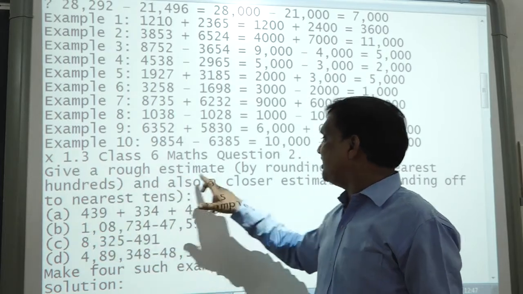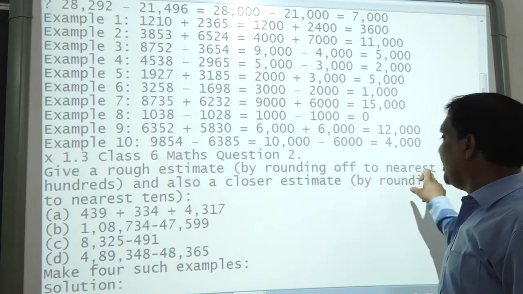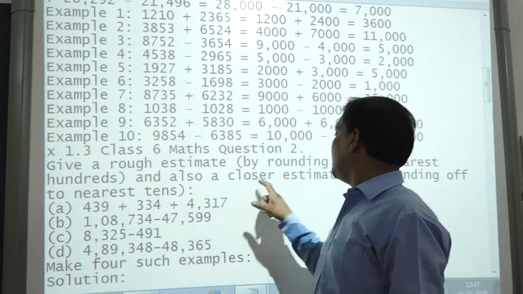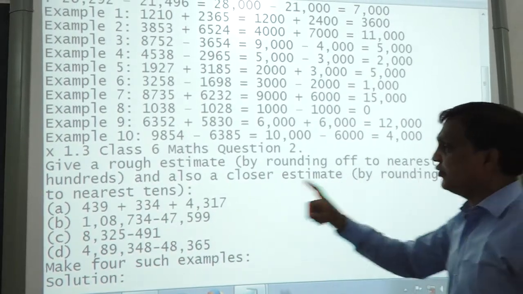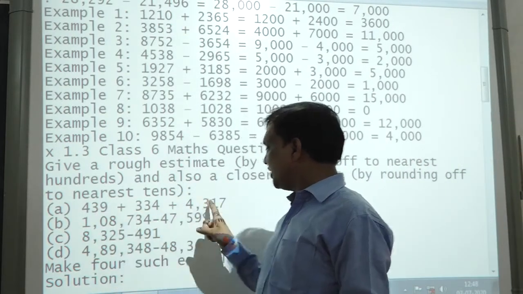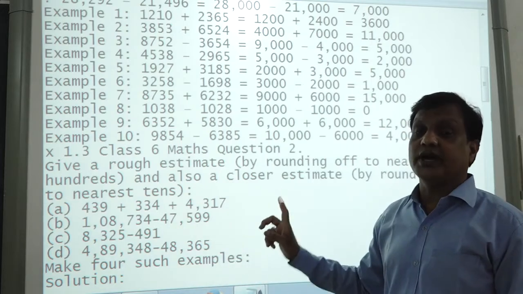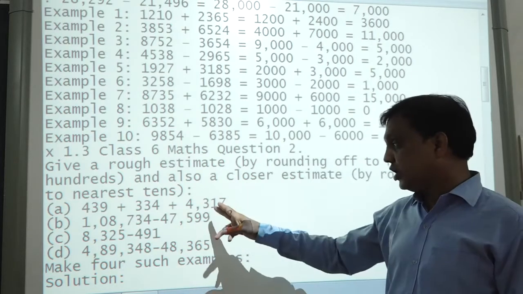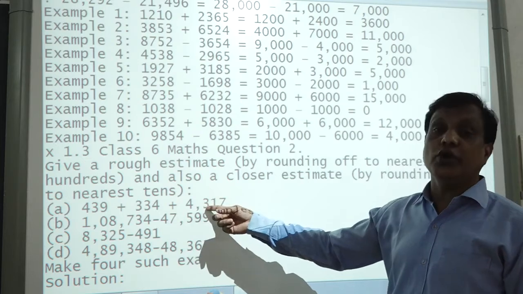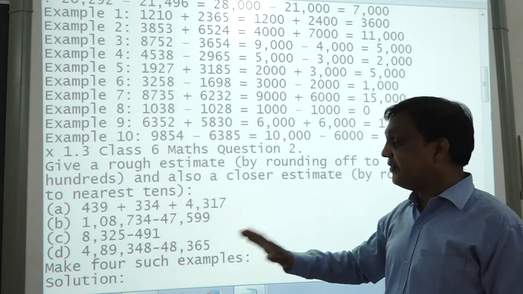The second question says: give a rough estimate by rounding off to the nearest 100 and also a closer estimate by rounding off to the nearest 10. The same question we first round off to the nearest 100 and solve, and afterwards round off to the nearest 10 and solve. One by one we will see here.